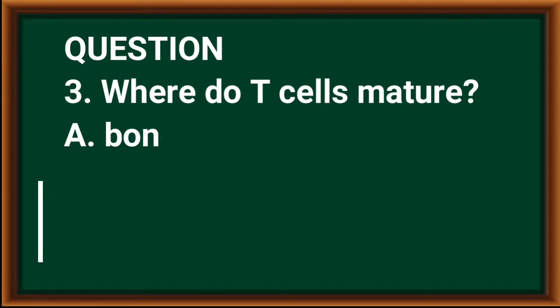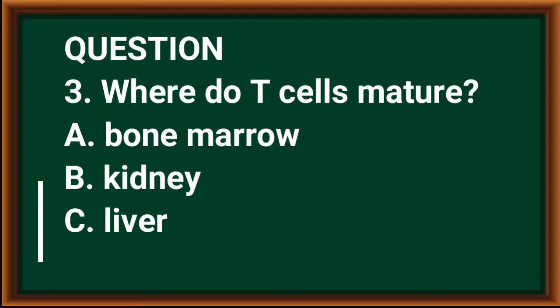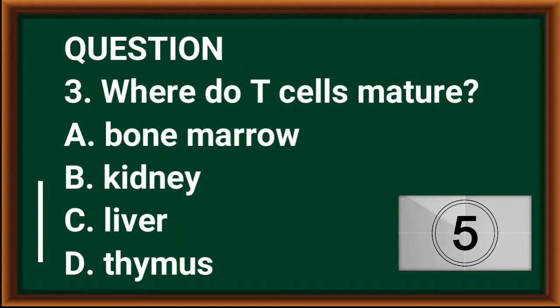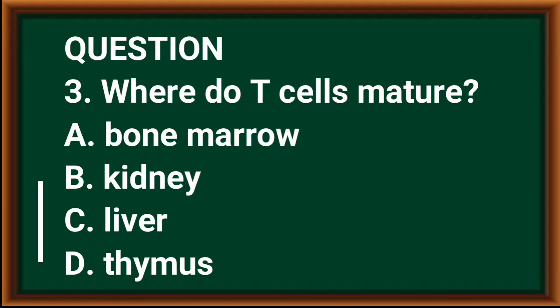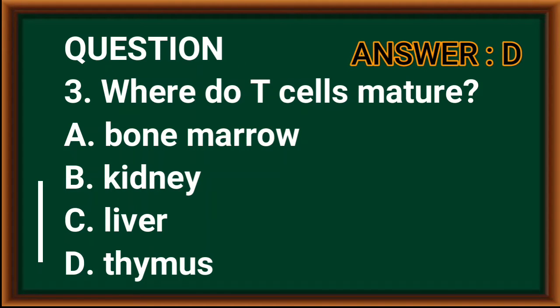Question number 3. Where do T cells mature? A. Bone marrow, B. Kidney, C. Liver, D. Thymus. Time is up, and the correct answer is letter D, thymus, because T cells migrate from the bone marrow to the thymus. It is a small gland located in the neck.